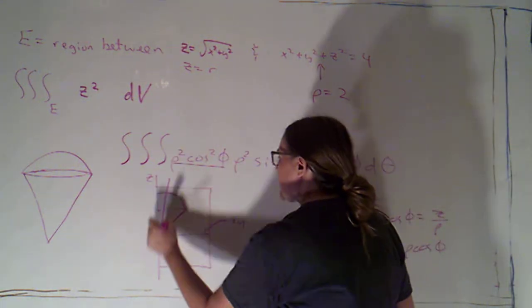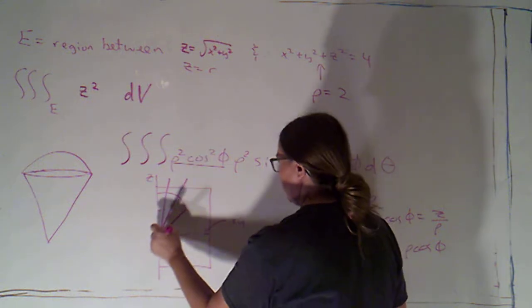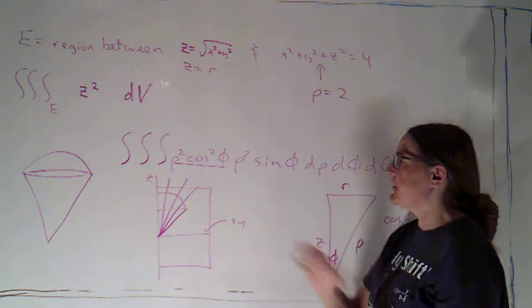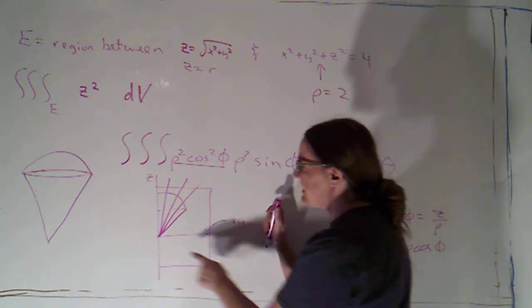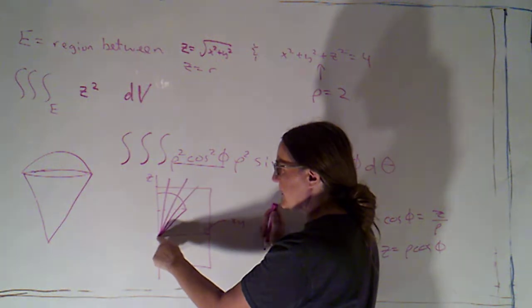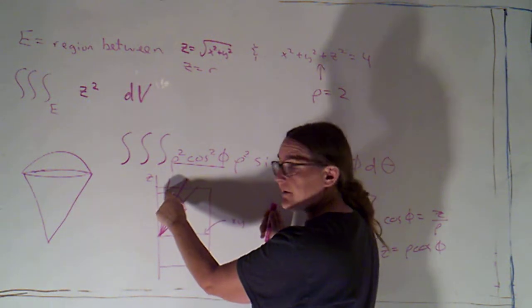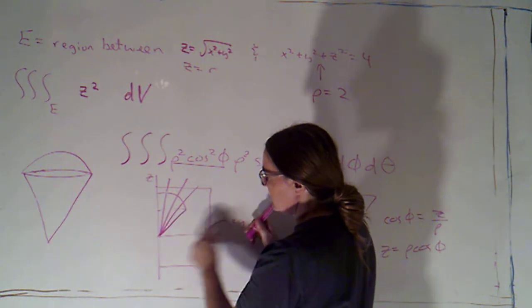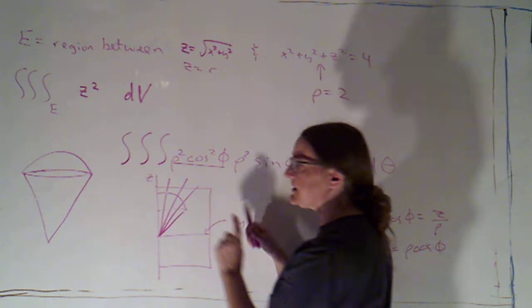So if I draw in some constant phi rays, again, that's just the intersection of a cone with the half plane, I can see that for each value of phi, I'm in this region as rho varies from 0 to the rho value of the sphere. And that's true even when I hit this boundary value here, I still go until I hit the sphere.